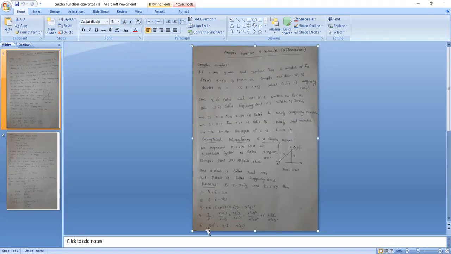Next, modulus z square is represented as z into z bar. z into z bar we have already calculated, that is x square plus y square. That means z into z bar and modulus z square values are both the same, that will be x square plus y square.